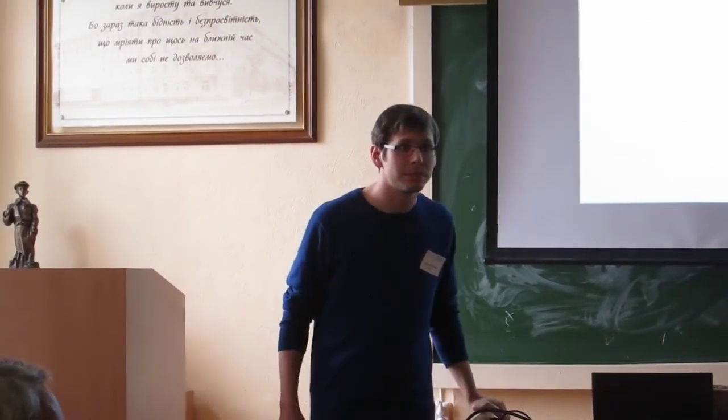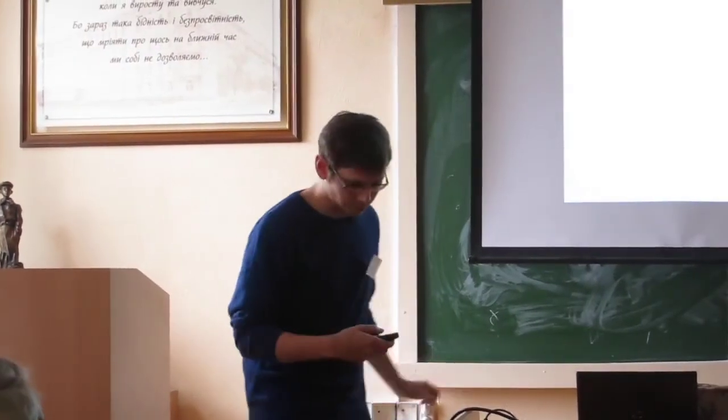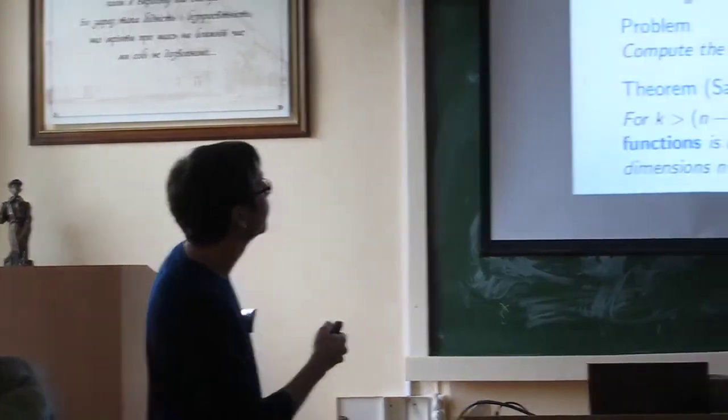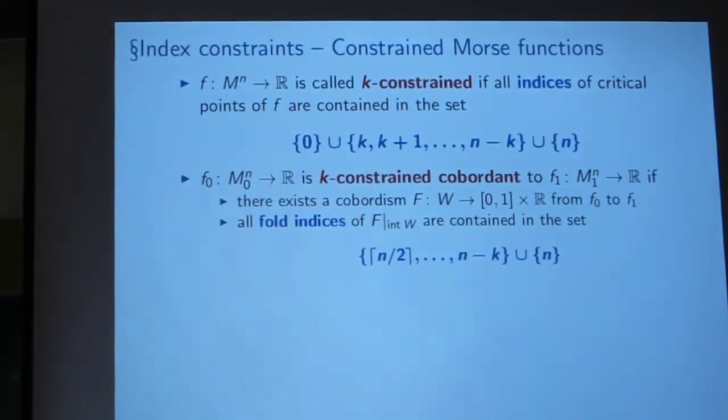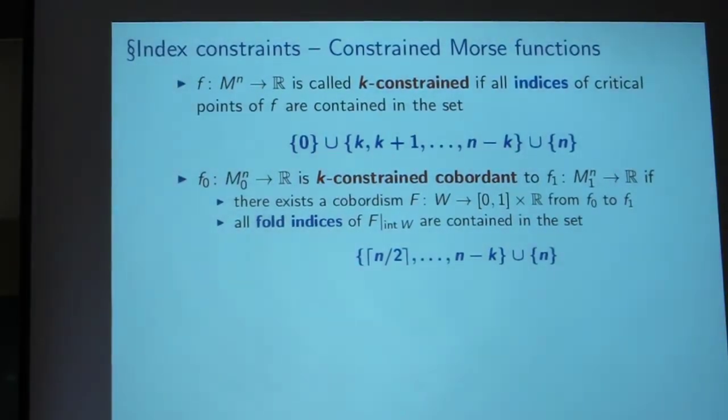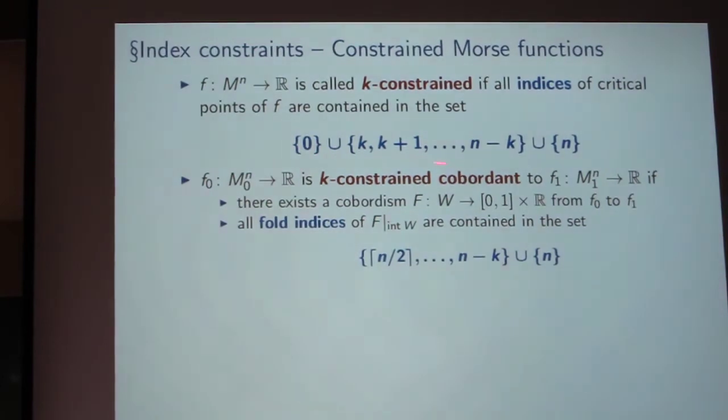Questions or comments? Yes, please. Can we go a couple of pages back to the definition of K equals 1? Yeah, here. If K equals 1, what is the constraint? So if K equals 1, then you have no condition, because all the indices are allowed.